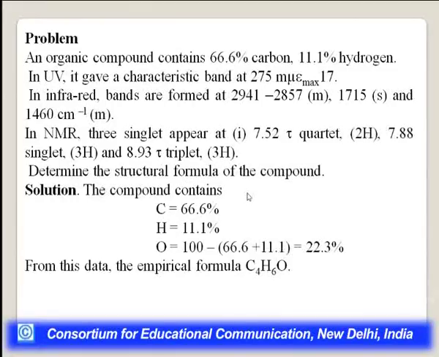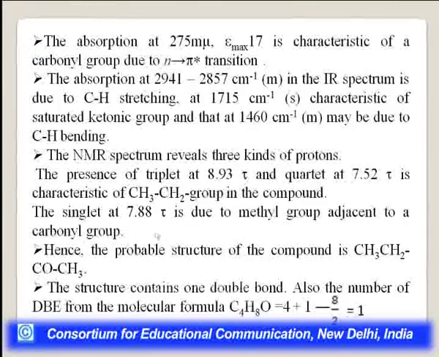Now let us see how we will proceed. First of all, you have studied how we can calculate the empirical formula when we have the particular percentage of elements. Oxygen you can calculate, you know it very well, by subtracting the carbon percentage and the hydrogen percentage from 100. So the empirical formula comes out to be C4H6O. So now we have the molecular formula of the particular compound.